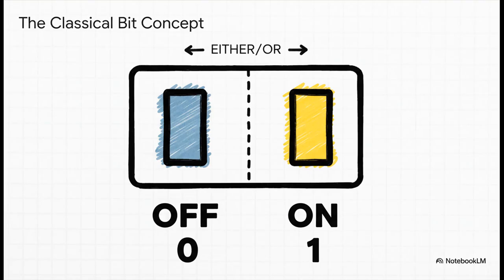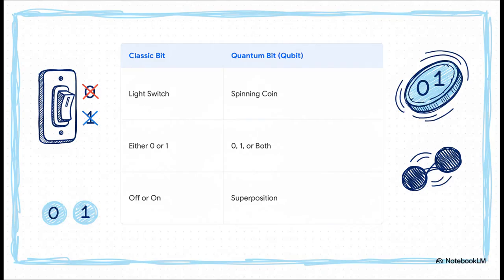These bits are just beautifully simple. Think of a light switch on your wall. It can be off, that's a 0, or it can be on, that's a 1. There are no other options. It's a world of black and white, nice and simple. And this is where everything changes.